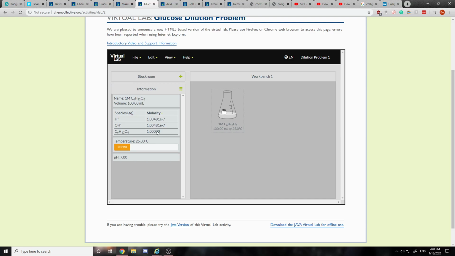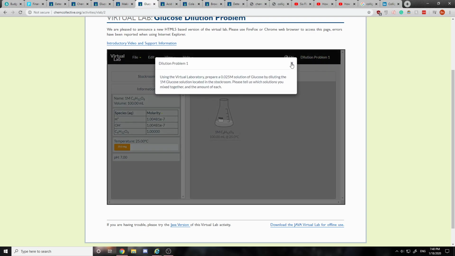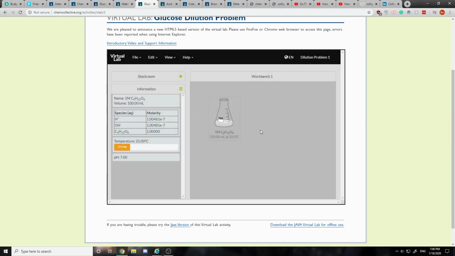So how you can confirm that you've done it and turn it in to me is complete the task. Click on the container. Show me that the glucose is at 0.025 molar concentration. It doesn't tell you a volume, so it could be any volume. And then take a screenshot of this screen so I can see that you've done it.